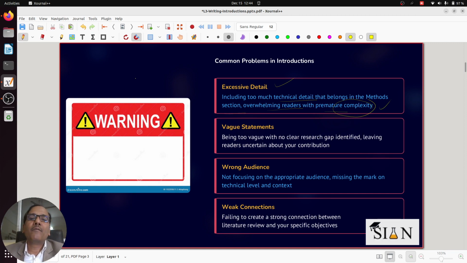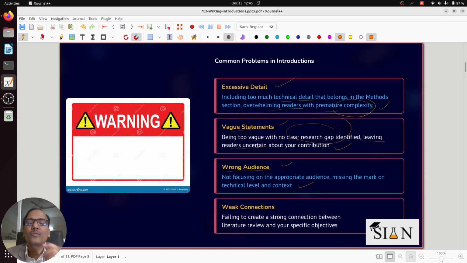Then there are vague statements: beginning too vaguely with no clear research gap identified, leaving readers uncertain about your contribution. Another is the wrong audience. First, you have to think about whom you are addressing in your research article. Not focusing on an appropriate audience means missing the mark on technical level and context.